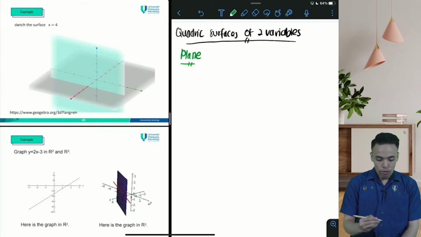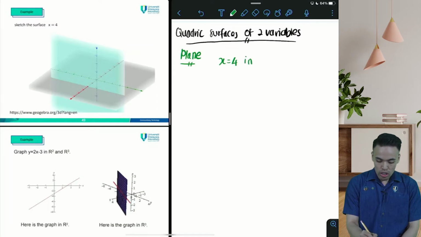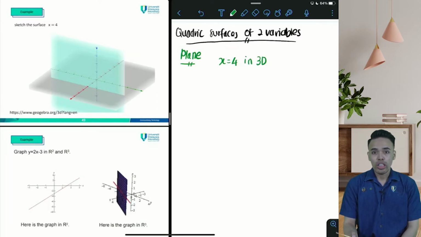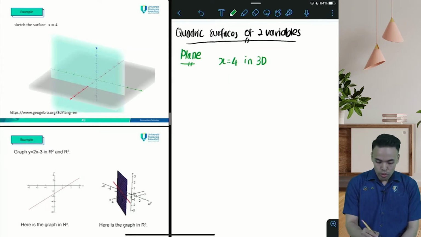As you can see from the slide, the question asks you to sketch x is equal to 4 in a 3-dimensional coordinate system. You must always bear in mind that a 3-dimensional coordinate system comprises all 3 axes, which we call the x-axis, y-axis, and z-axis. In this particular question, you are given the mathematical expression x is equal to 4. Okay, let me sketch the axes first.